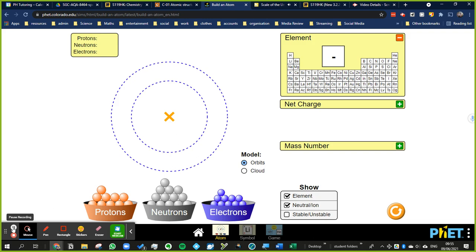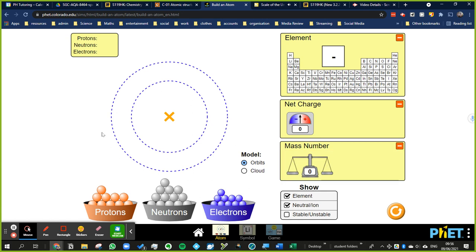So let's re-ask that question. What are atoms made out of? What do you reckon is the answer now? Right, yeah. Atoms are made out of protons, neutrons, and electrons. Now, let's see what happens when we start to add these protons, neutrons, and electrons. If I added 1 proton and let go, what changed?